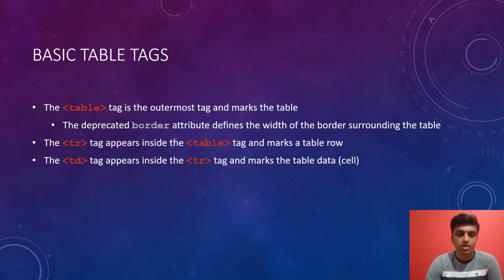Basic table tags. The table tag is the outermost tag and makes the table. The deprecated border attribute defines the width of the border surrounding the table. The tr tag appears inside the table tag and makes a table row. The td tag appears inside the tr tag and makes the table data. That is nothing but the cell.